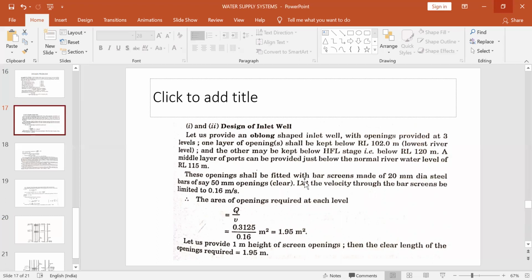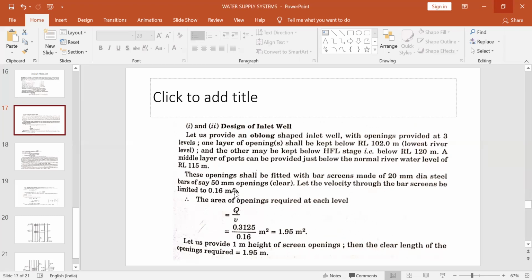Now let us assume that the velocity through the bar screen is 0.16 meter per second. So there is always a limiting velocity. We provide it as per the laws of hydraulics, or as per the water supply intake well guidelines. This velocity should not cross the value of 0.16 meter per second. It is a very low value of water velocity.